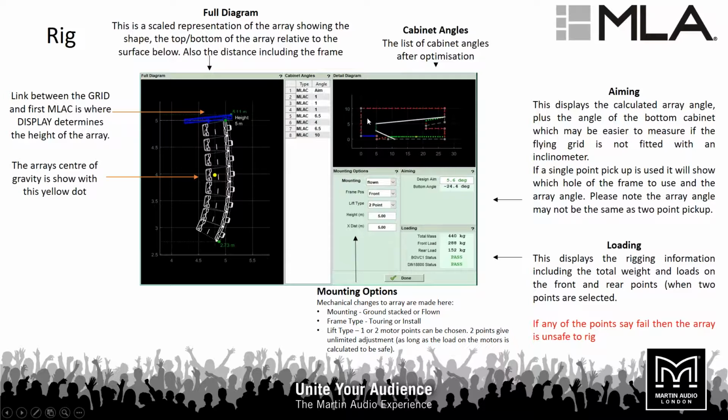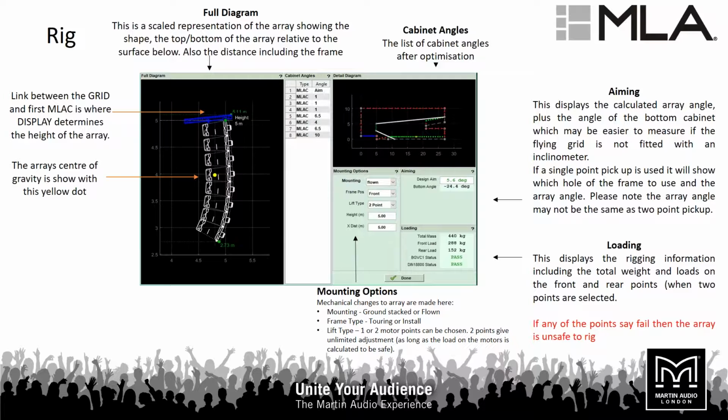As we can see in the detail diagram, we can see the top and lower box splay angles. So everything within these two white lines is in the coverage area. Then in the mounting options, we can make mechanical changes to our array. So it could be ground stacked or flown if we want to change it.